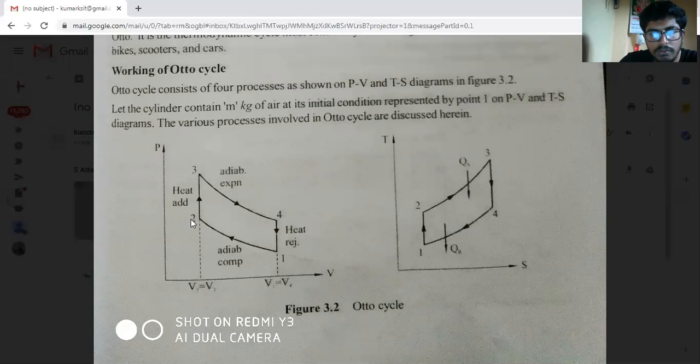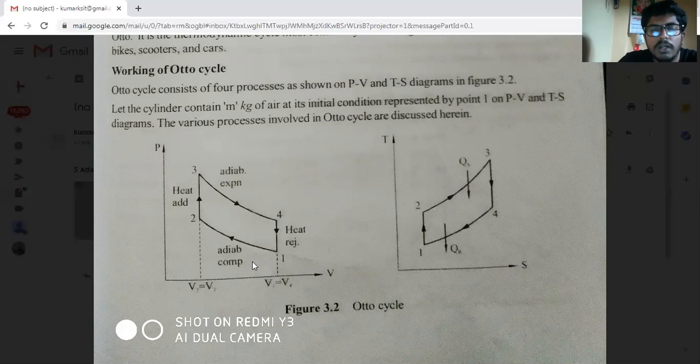The process 1 to 2 is an adiabatic compression. Initially the piston position should be at BDC, that is point 1. This is the BDC position. First, the insulating cap is brought in contact with the cylinder head, and the piston starts to move from BDC to TDC. Once the piston starts to move from BDC to TDC, it compresses the air from volume V1 to V2 with the increase in temperature from T1 to T2.